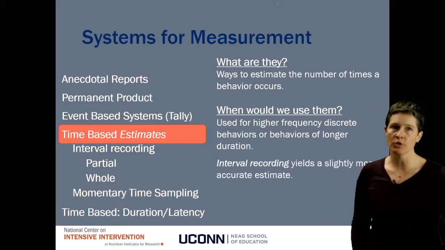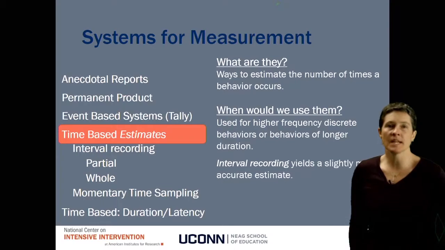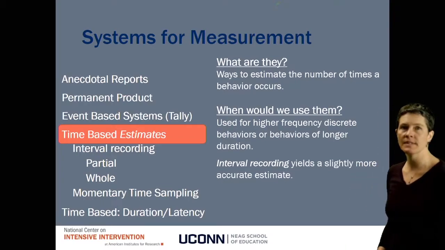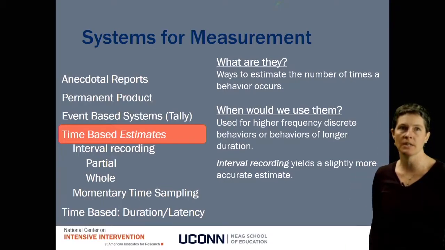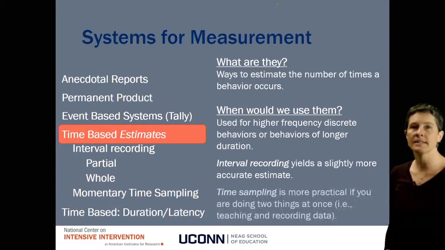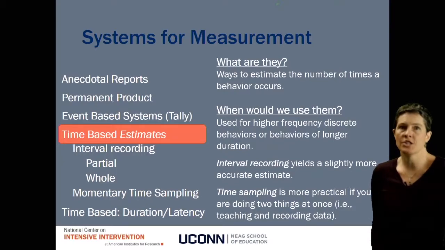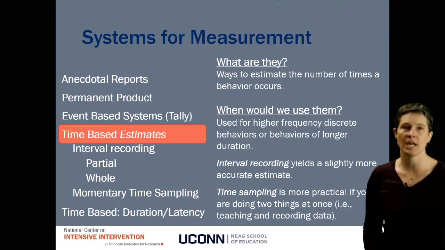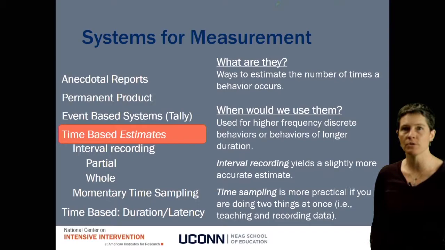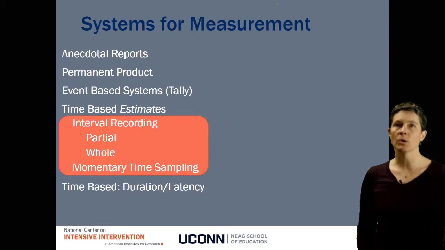The first is interval recording, which gets a slightly more accurate estimate of how often this is happening, but it's more difficult to actually collect the data. And the second is momentary time sampling, which is a more practical strategy if you're trying to do two things at once, like teach and collect the data. So we're going to show you what both of those look like. Let's start with interval recording.